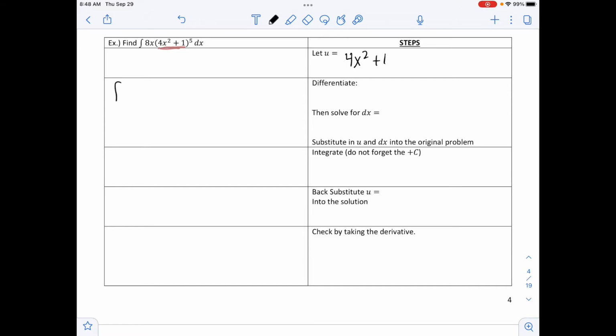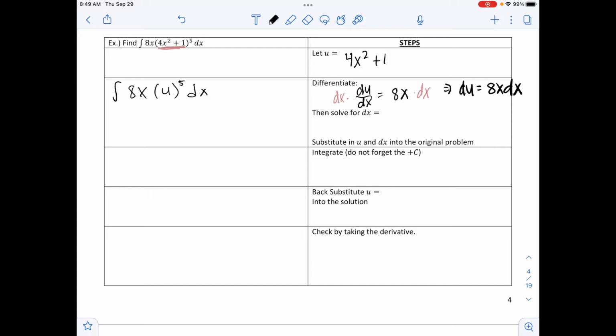So I'm going to set u equal to 4x squared plus 1. Now this means my integral is going to be the integral of 8x times u raised to the 5th power dx. And so next thing I'm going to do is differentiate. So this was u equals 4x squared plus 1. I'm going to take the derivative of u with respect to x. And taking the derivative of 4x squared plus 1, we get 8x. And so multiplying both sides by dx, we can rewrite this as du is equal to 8x dx.